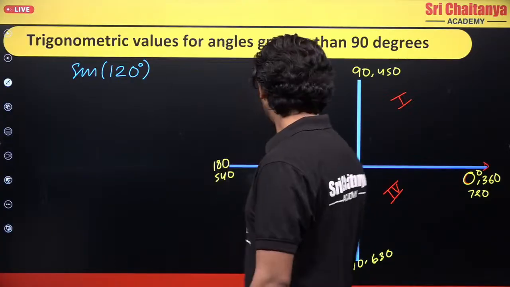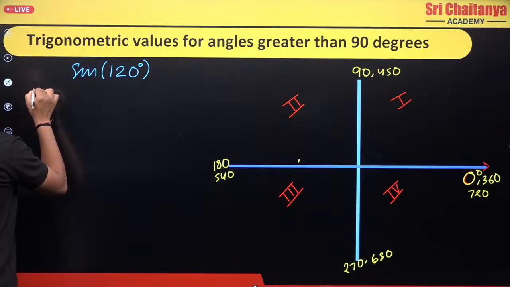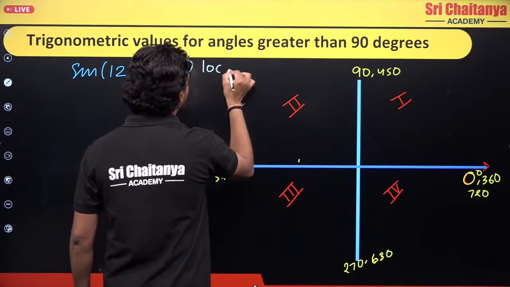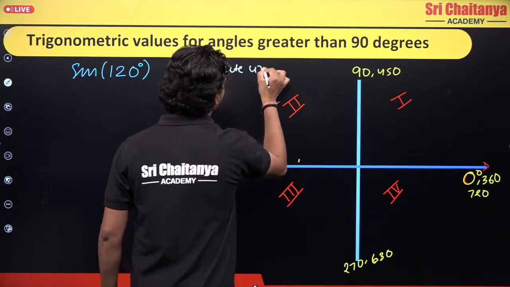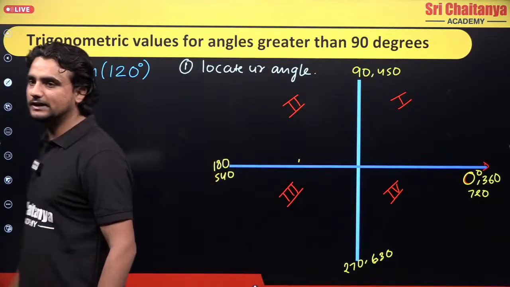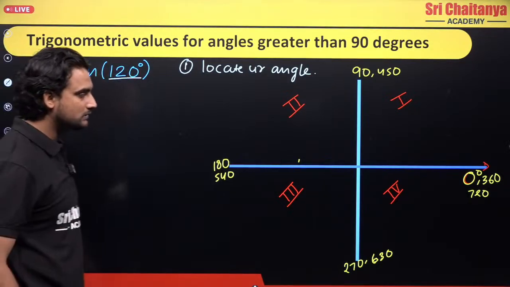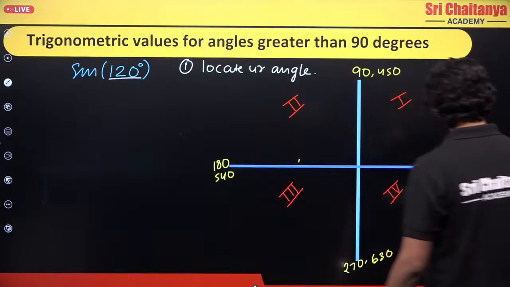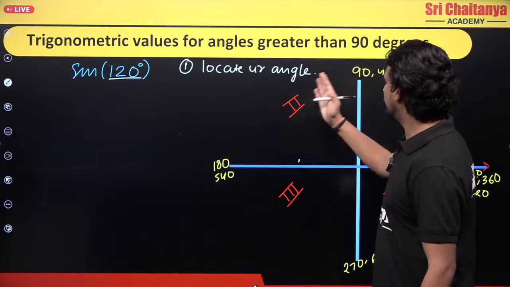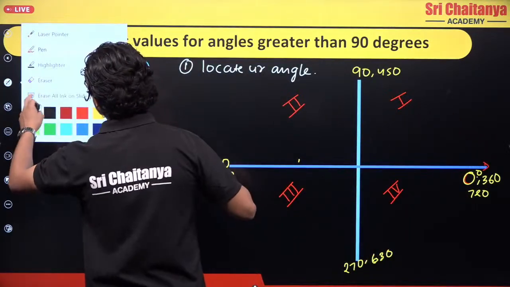So now first of all, what is the first step here? The first step is locate your angle. So I will locate my angle. Where is my angle? 120. What is the angle? Angle is 120 degrees. So where does 120 degrees lie? So this is 0, 90 and 180. So can I say 120 will lie somewhere in between? Right? 120 will lie somewhere in between.